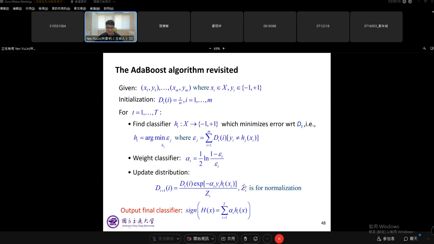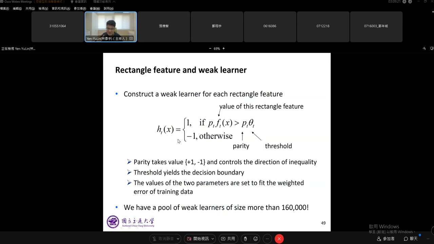This is the AdaBoost algorithm. AdaBoost is used to construct a strong classifier by iteratively selecting weak learners. Previously, we saw how to use a rectangle feature to calculate the feature of a 24 by 24 pattern. In this slide, I would like to link the relationship between a weak learner and a rectangle feature.